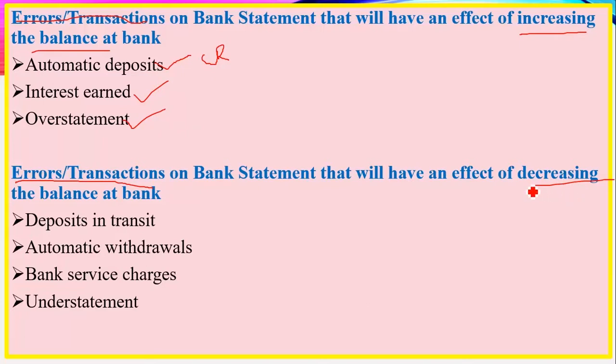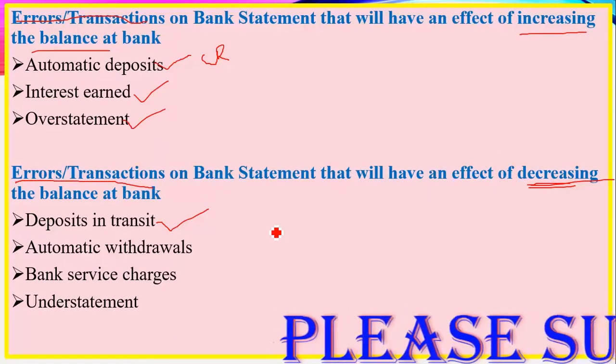Let's look at some of the errors with the effect of decreasing the balance at bank. One is deposit in transit. Deposit in transit, this is where, so you find that during the normal business time, when you make sales, you deposit funds based on how the sales are coming in, maybe at the end of the day, maybe at the middle of the day, etc.